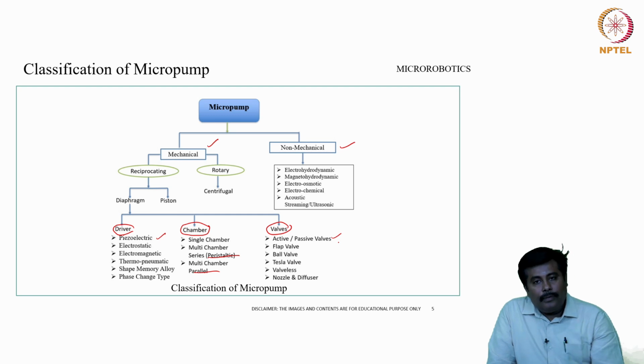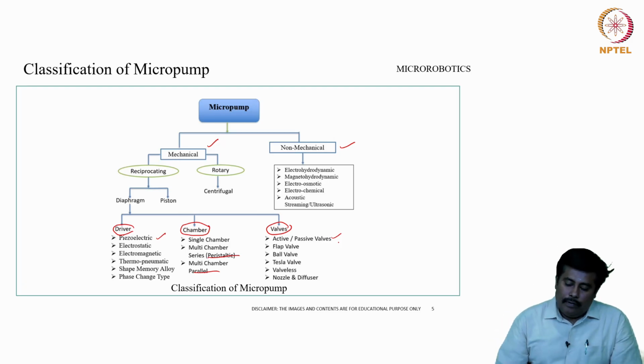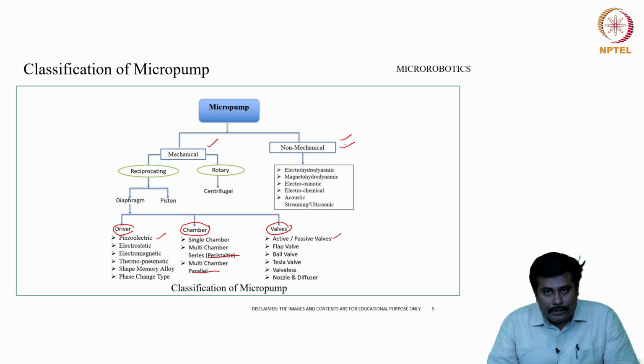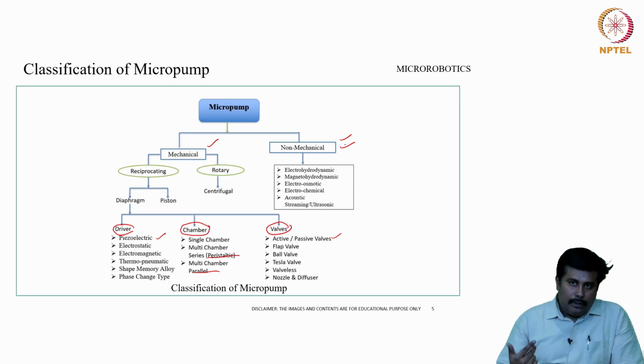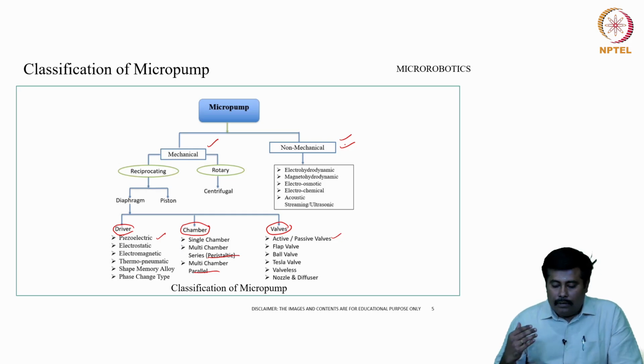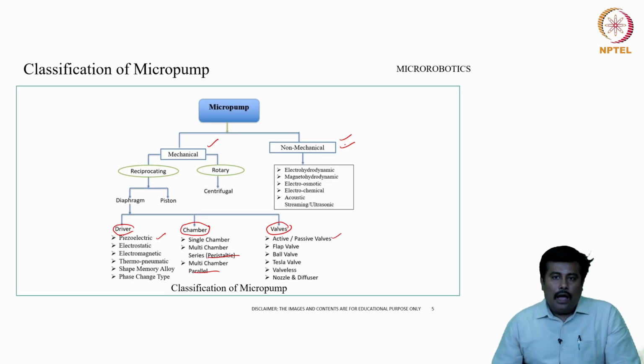Then there are flap valve based micropumps available under the micropump category, ball valve based micropumps, Tesla valve based micropumps, valveless micropumps, and nozzle and diffuser micropumps. Now, when we look into the classification of non-mechanical micropumps, we have electro-hydrodynamic based micropumps. We will be discussing them. We also have magneto-hydrodynamic based micropumps, electro-osmotic based micropumps, electrochemical based micropumps, and acoustic streaming or ultrasonic based micropumps, which are also deployed for different functional applications.